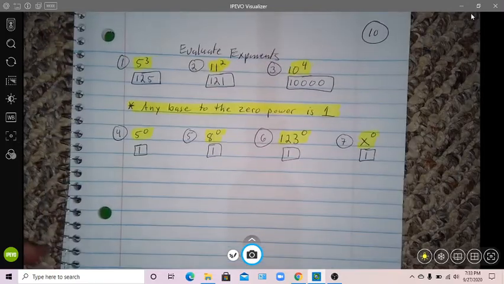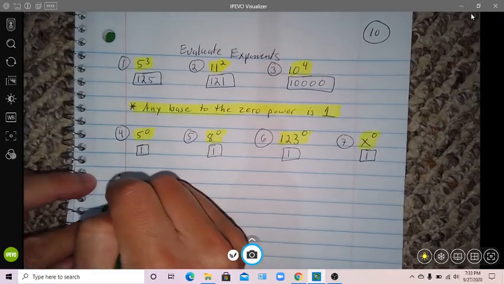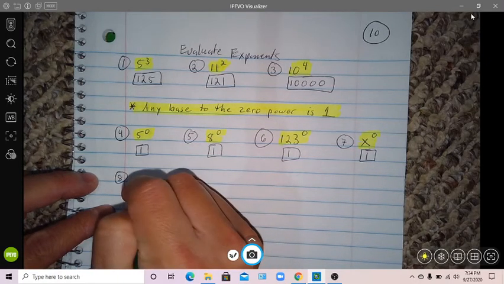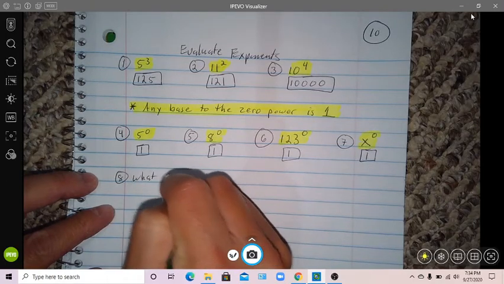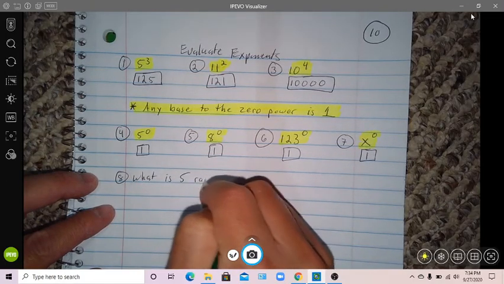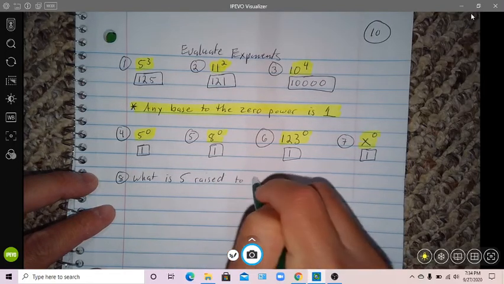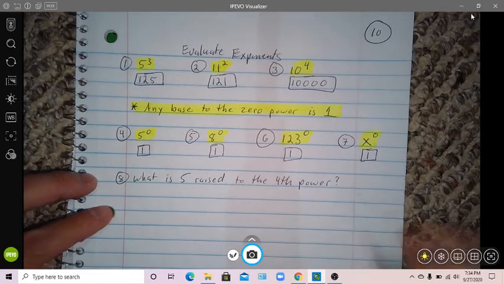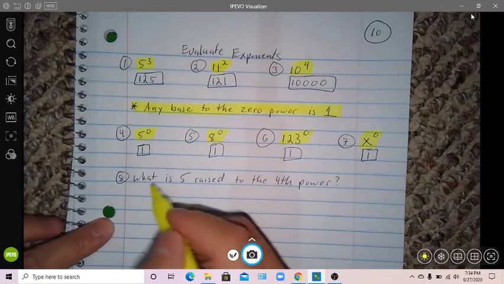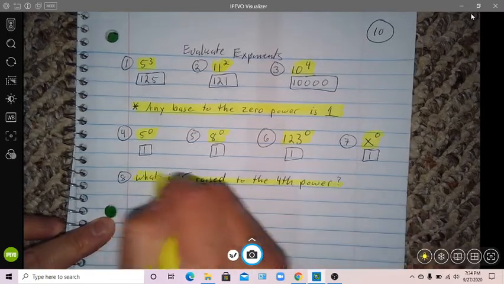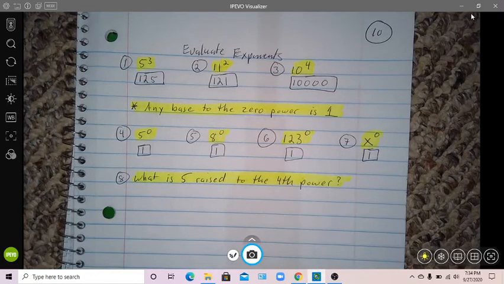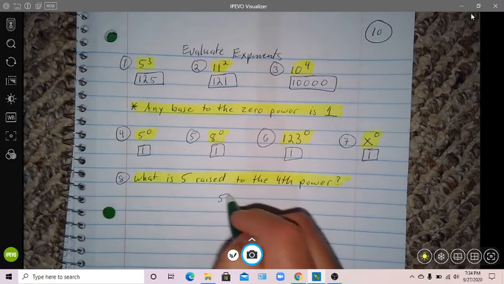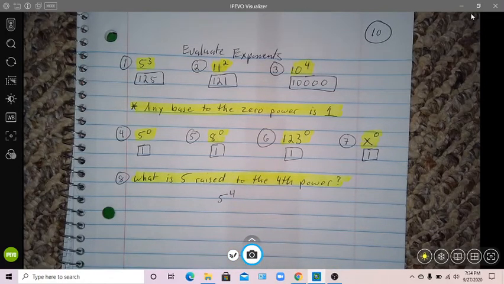And then the last thing, it might give you sentences. So, for example, what is 5 raised to the 4th power? Okay, that might be the IXL question. What is 5 raised to the 4th power? Okay. Well, you know 5 raised to the 4th power, what's that look like? 5 to the 4th power, so now you have to evaluate this.